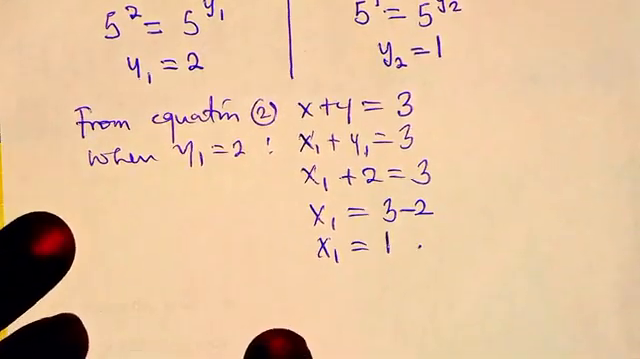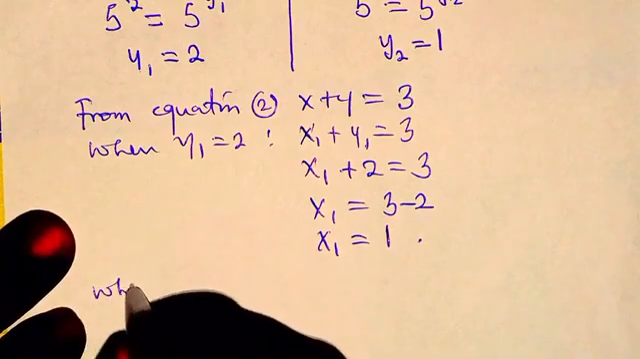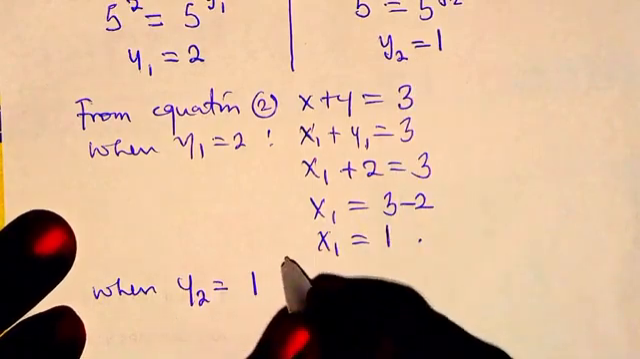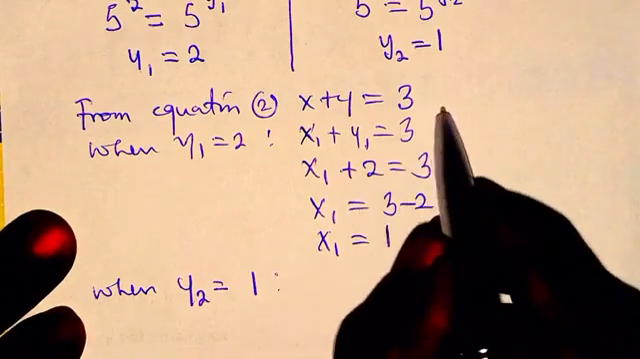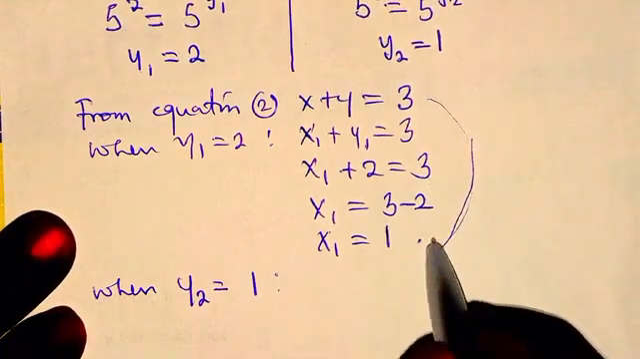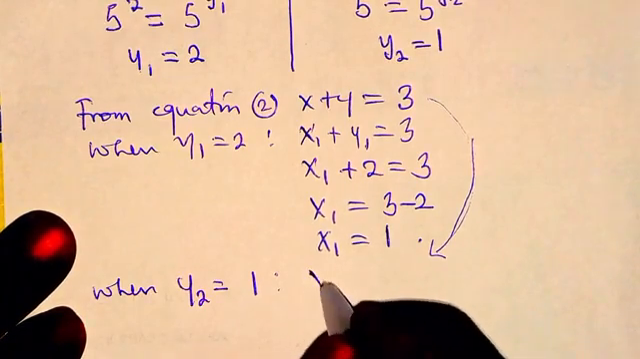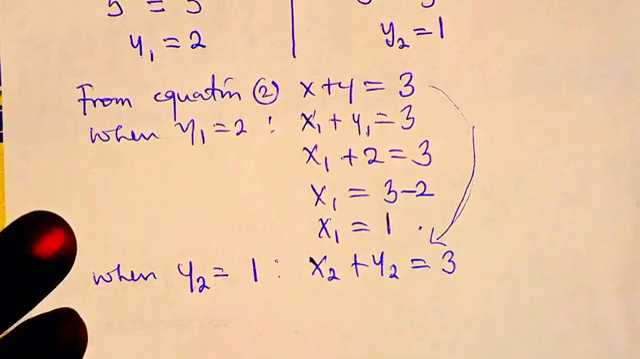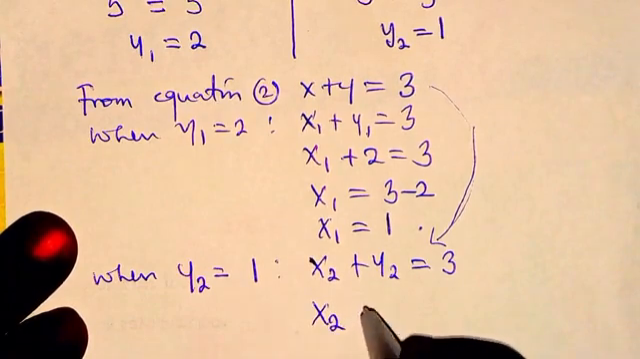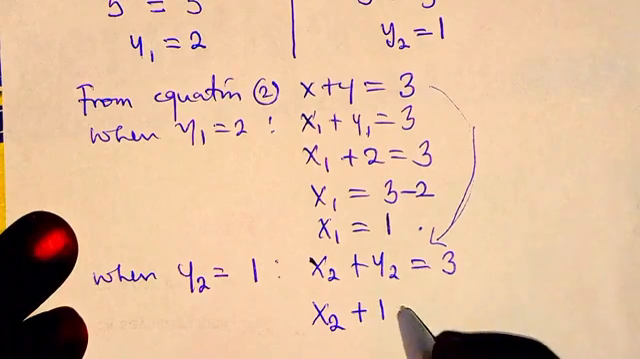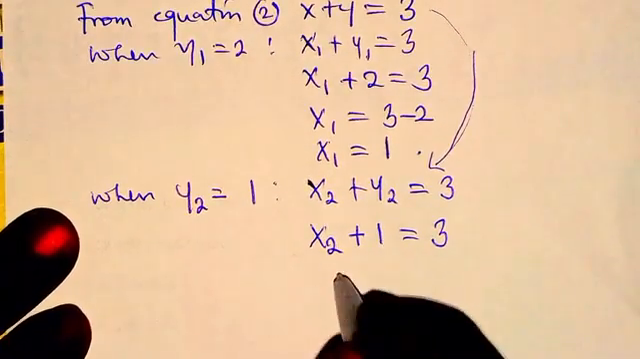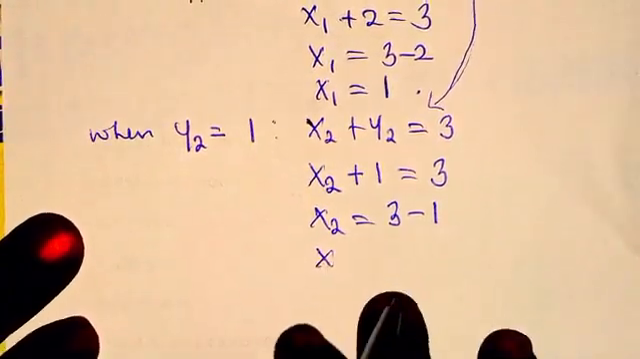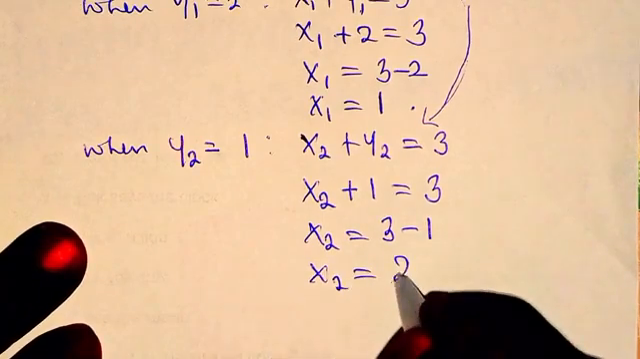Are you getting it now? So we do the same thing when y2 equals 1 here. We now write it in terms of x2 and y2. So this will be x2 plus y2 equals 3. Here x2, we don't know what is x2, plus y2, which is 1, equals 3, right? So we have x2 equals 3 minus 1. Then we have x2 equals 2.